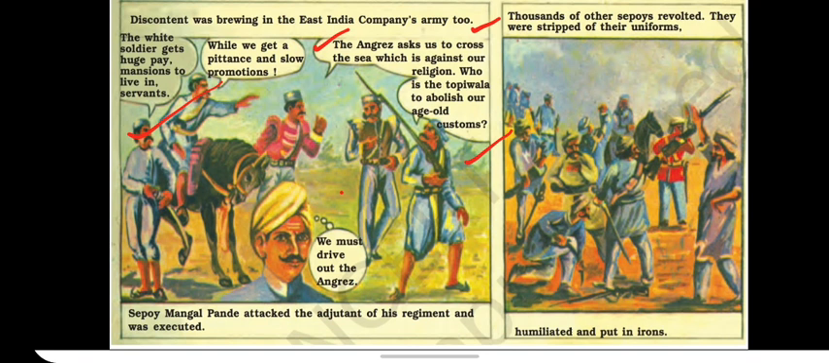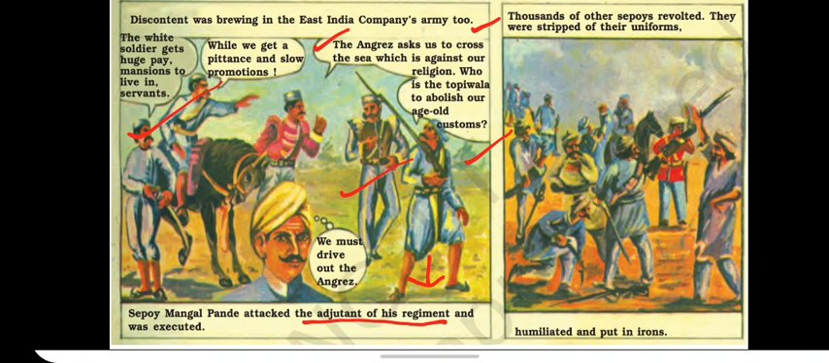We must drive out the English. So they decided that they should push. Drive means kick out the English people from India. Sipoy Mangal Pandey, now you might have heard his name, Mangal Pandey, attacked the adjutant of his regiment and was executed. Regiment means his group. Sipoy means the army of the East India Company. So in his army group, there was an officer and he attacked the officer. Wow. But he did not kill him. However, he was executed. Executed means he was killed due to the law by then.